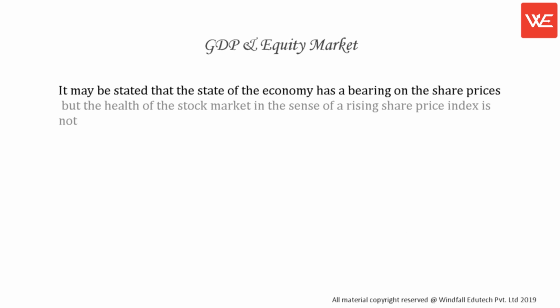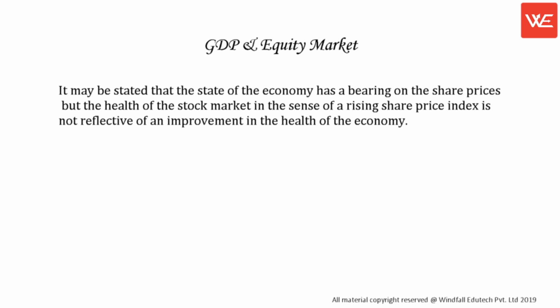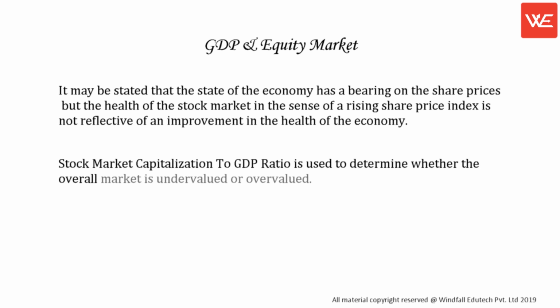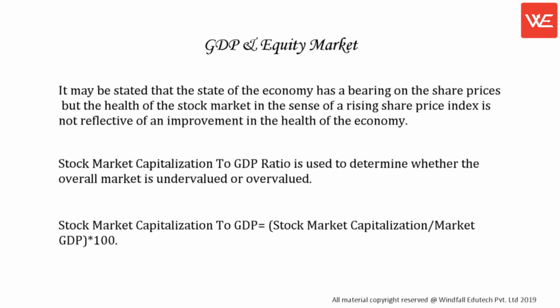It may be stated that the state of the economy has a bearing on the share prices, but the health of the stock market, in the sense of a rising share price index, is not reflective of an improvement in the health of the economy. Stock market capitalization to GDP ratio is used to determine whether the overall market is undervalued or overvalued. Stock market capitalization to GDP equals stock market capitalization divided by GDP, times 100.